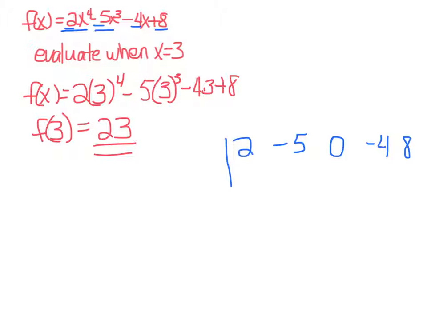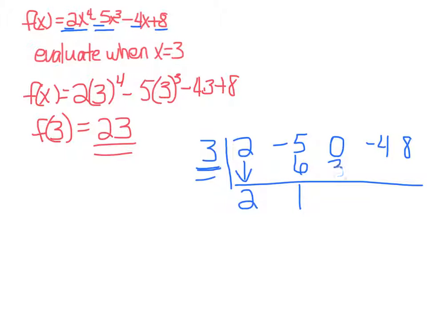Now we're going to draw a little bar, and we're going to put a 3 out here. This is called synthetic substitution or synthetic division. The first step is to take your first term and bring it straight down. So your 2 comes down. Now you take your 3 times 2 and you put the product in the next column. Then you add those two numbers in that column together. -5 plus 6 is 1. Once you have another number below the bar, you will multiply that by this original number. So 3 times 1 is 3, so that goes in the next column. You add those two numbers in that column together.